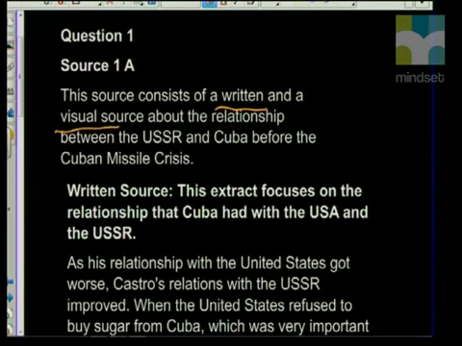Now, that is very important because you need to be aware that even though there are different types of sources, they are based on the same thing. So you need to find things in the written source that correlate with what you see in the visual source. You have to extract information, analyze, interpret, and then answer the question.